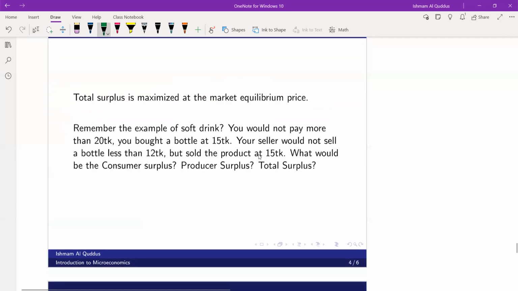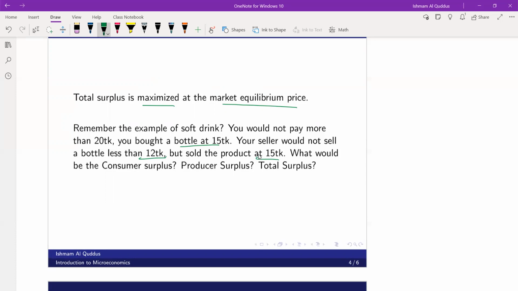Now, total surplus is maximized at the market equilibrium price. So I'm going to talk about this, showing you a graph. So hold on to that. Now remember the example of soft drink we used in our previous lectures. You wouldn't pay more than 20 taka, and you bought a bottle of Coke at 15 taka. And your seller wouldn't sell a bottle of Coke for less than 12 taka, and eventually sold the product at 15 taka. So what would be the consumer surplus, producer surplus, and the total surplus?